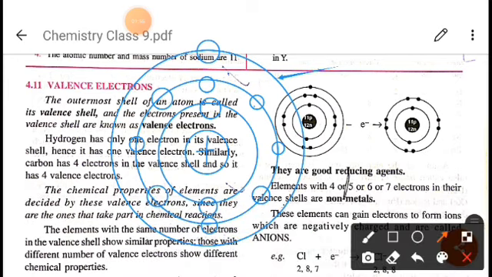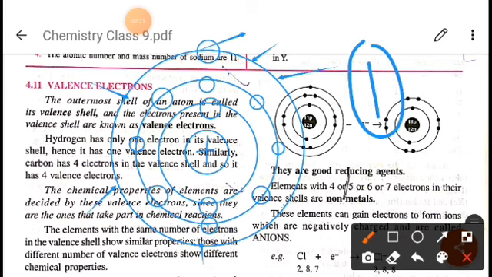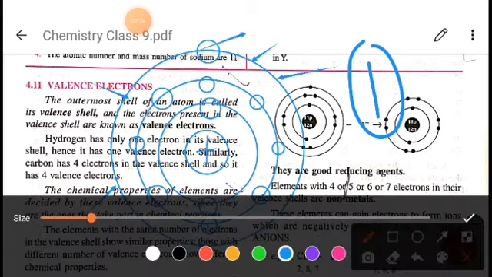This outermost shell is called the valence shell, and the number of electrons present in this outermost shell or valence shell is called valence electron. So how many electrons are present in this valence shell? Only one, right? So the number of valence electrons in this atom will be 1. I hope you have understood what valence electron is.